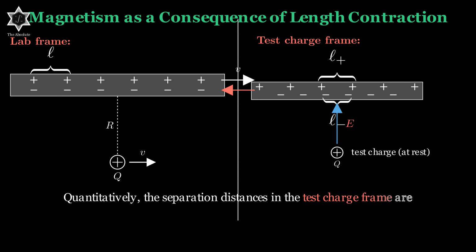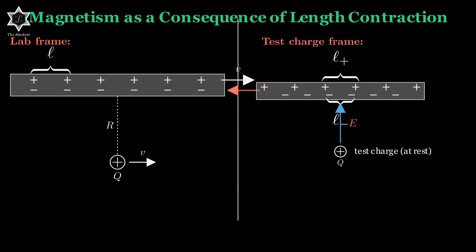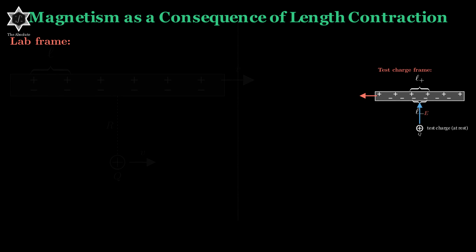Quantitatively, the separation distances in the test charge frame work out to this. L minus equals L times the square root of 1 minus v over c squared. And L plus equals L divided by that same square root. Let's tuck this figure into the corner and work out the numbers.